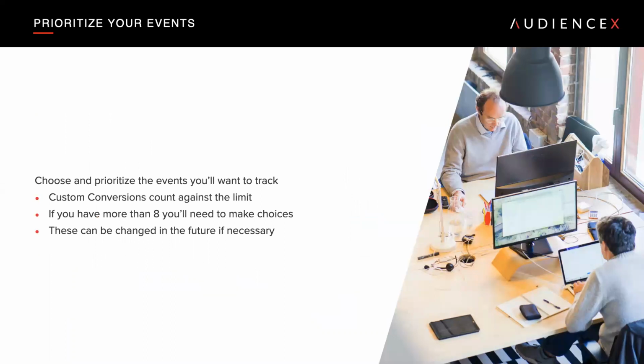All right, next you're going to need to prioritize your events. So you're going to have to choose the ones that you want. And after you've chosen them, you're going to need to prioritize them in descending order of value. So for example, if you were an e-commerce customer, you would start probably with purchase, maybe followed by add to cart, followed by view content, in a simple example.